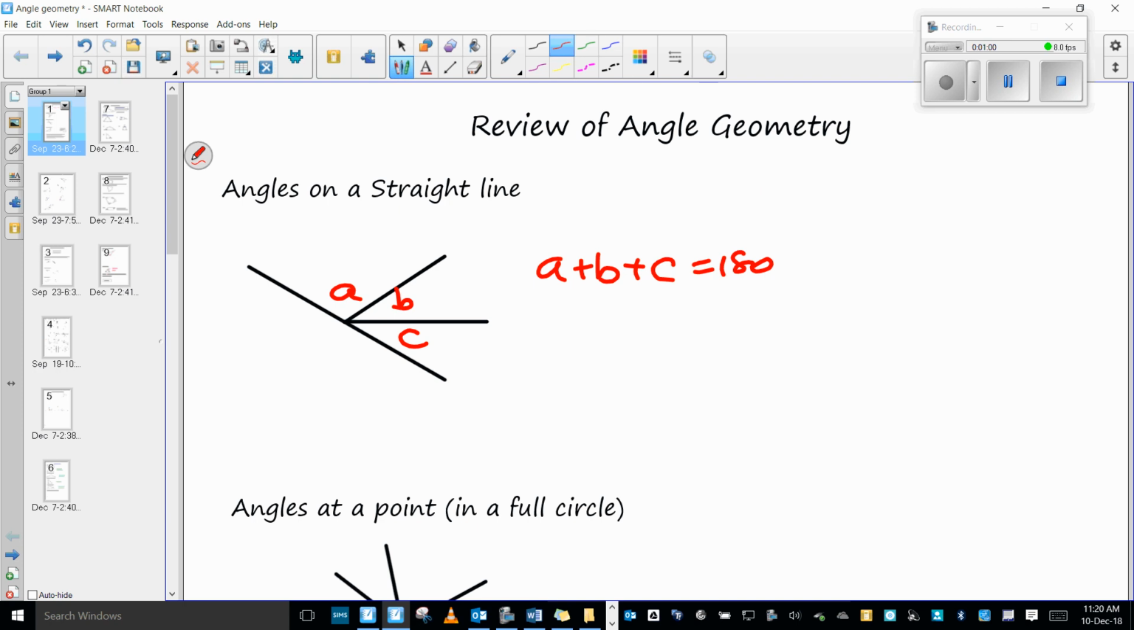And that's where they meet on that line. Okay, so this is our straight line. We've got angles that meet there. So if there are only two of them, then the two angles add up to 180 degrees.